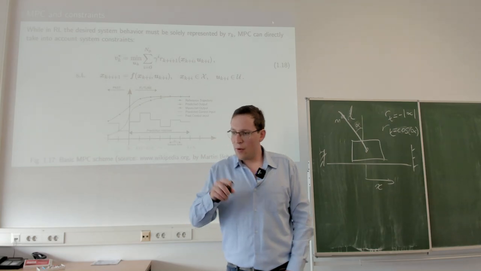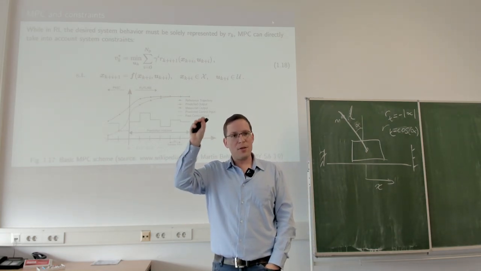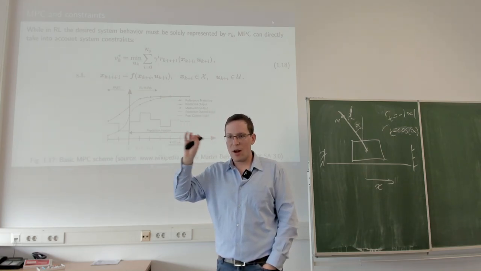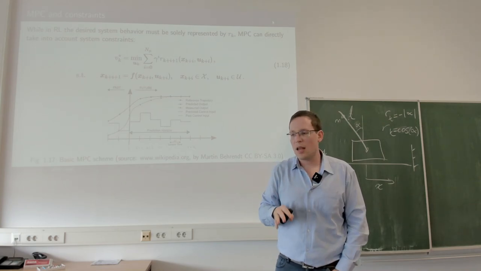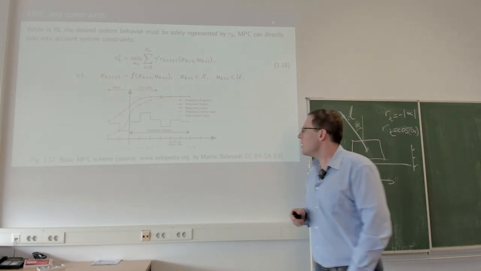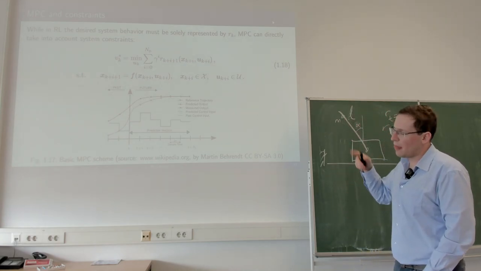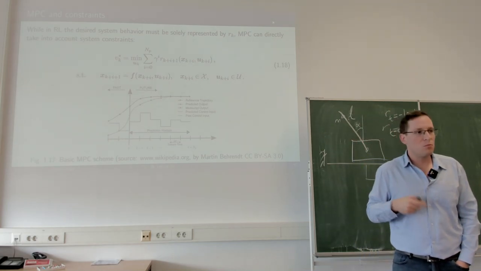In reinforcement learning, the desired system behavior is solely represented by that single scalar function. However, with MPC, you can directly take into account constraints, limitations, and everything to that account. And so what we have over here is the basic principle of model-based predictive control, at least what a model-based predictive controller will utilize.